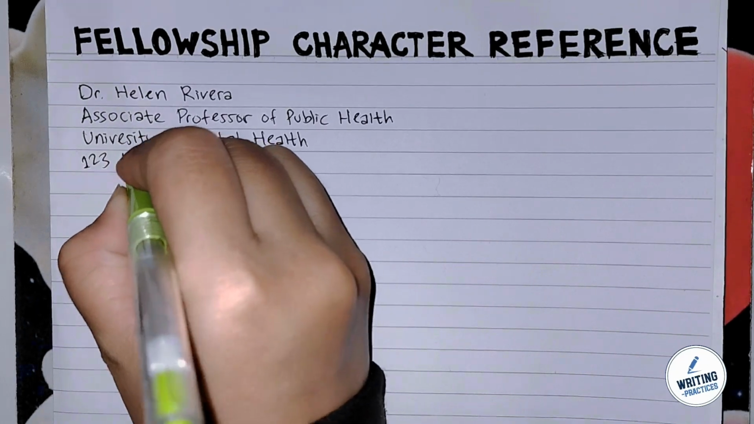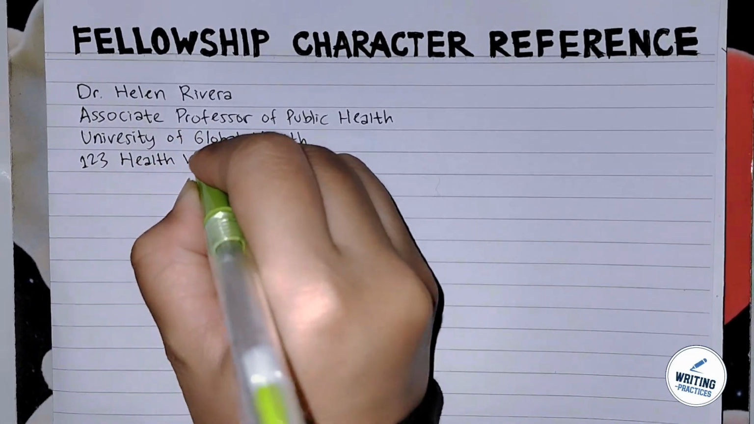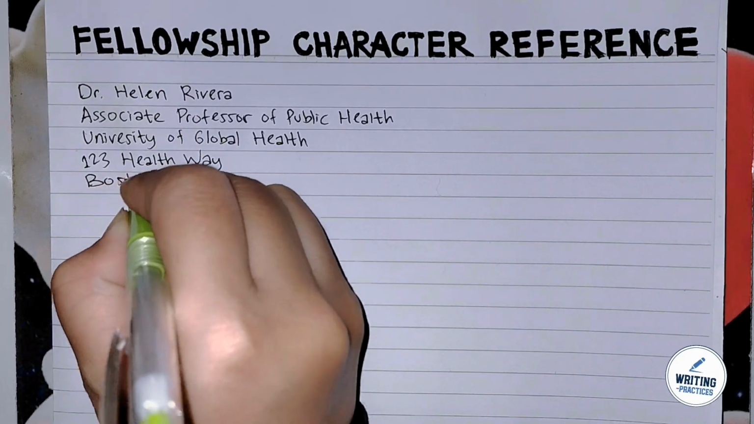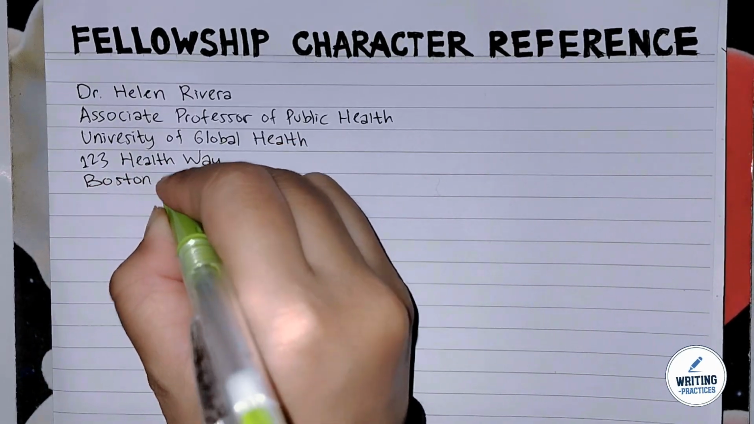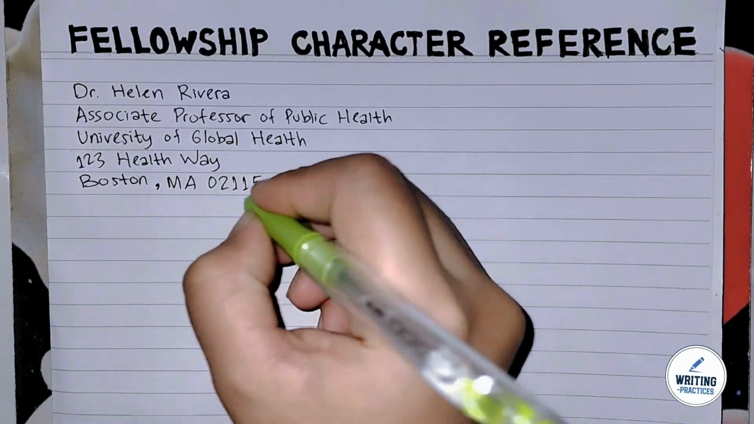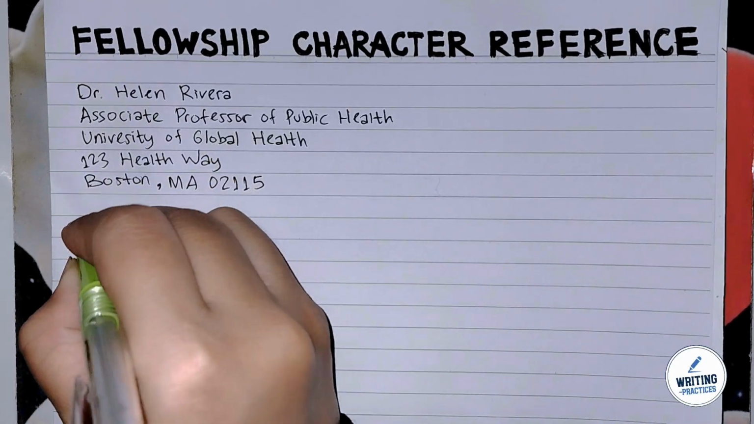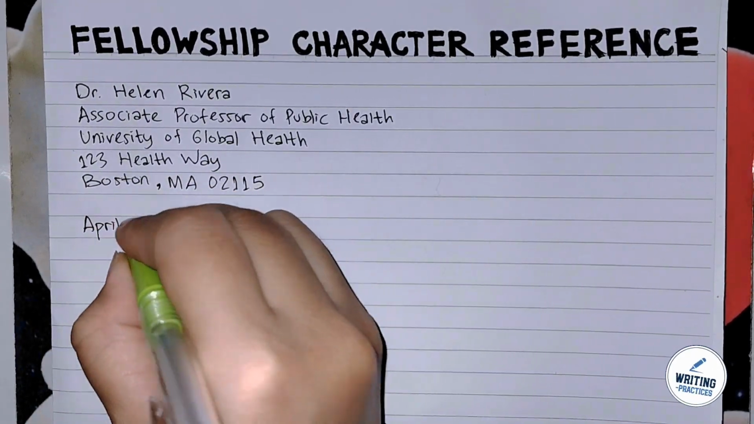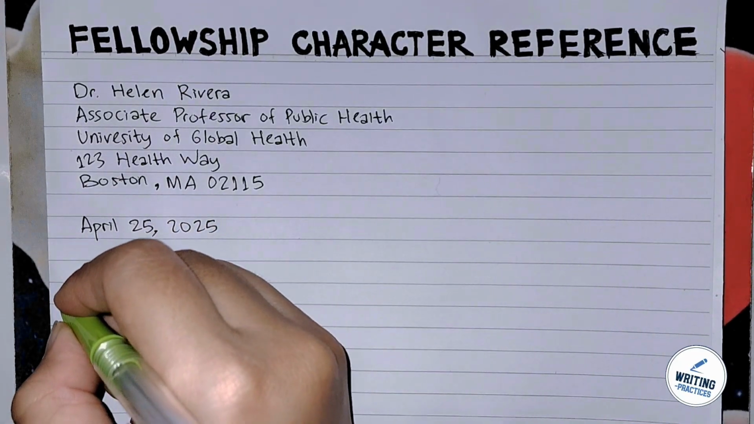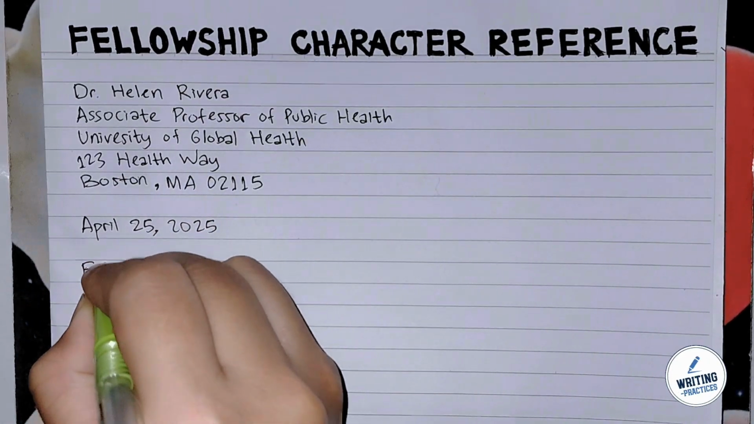It is intended to provide insight into the candidate's integrity, work ethic, passion, and potential to contribute positively to the fellowship program. The letter serves as a personal endorsement, and helps the selection committee make an informed decision about the candidate's eligibility for the fellowship. Here, Writing Practices will show you how to write a fellowship character reference letter step by step.